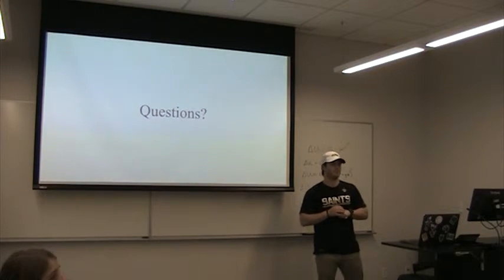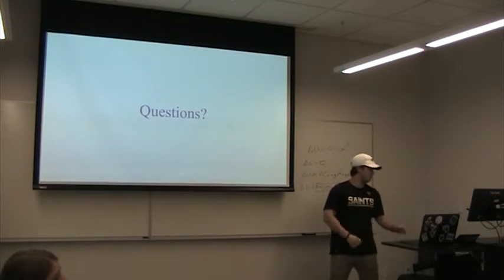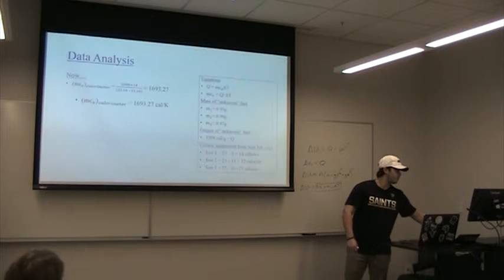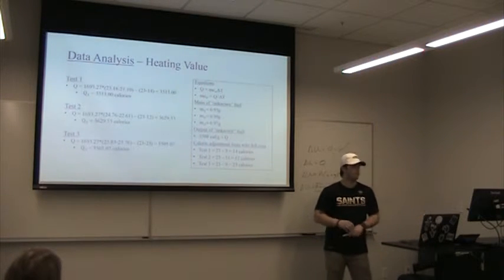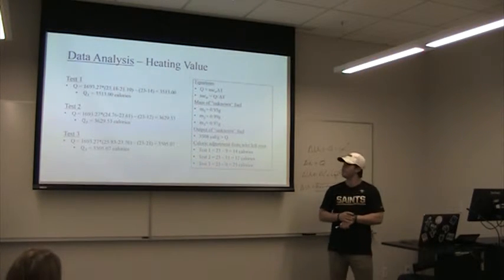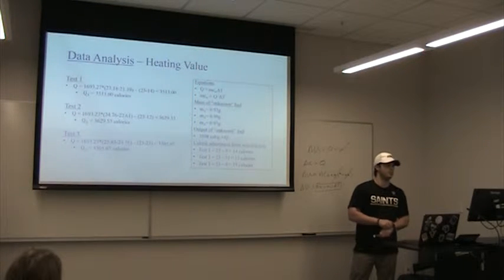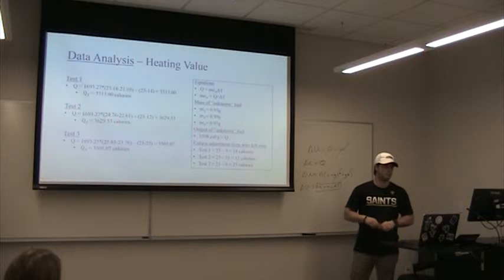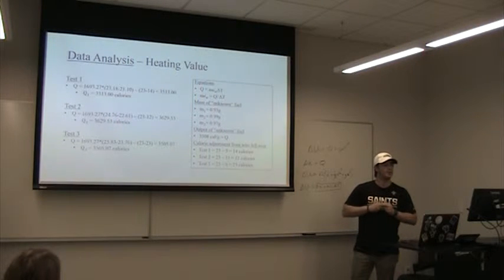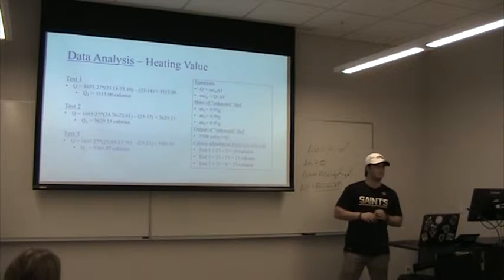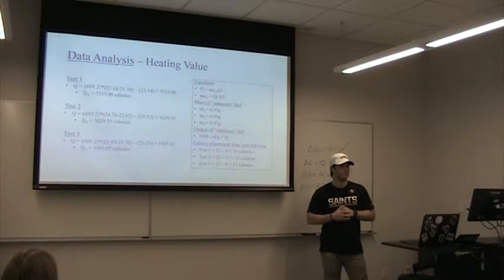I actually have a question. On your data analysis heating value slide, that one. Yeah. In test 3, why did you subtract the entirety of the wire? Because we had no wire left over. So that would mean that none of it was burnt up. So you have 23 minus 23. Right. That's taking out all the calories of the wire. So you're saying none of the wire was actually burnt up at all.